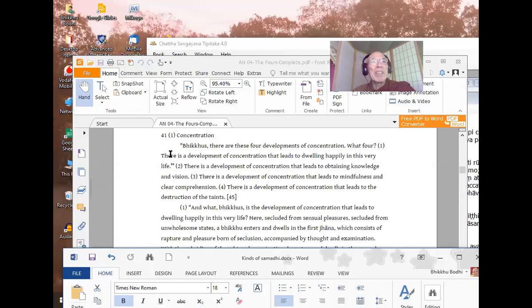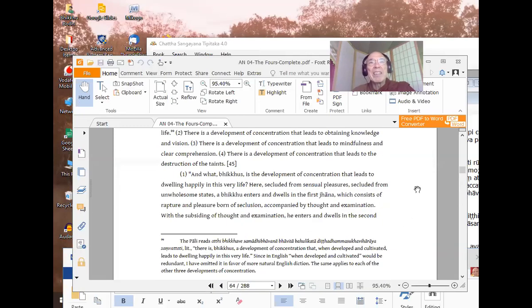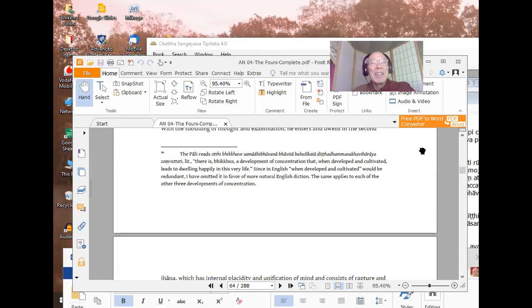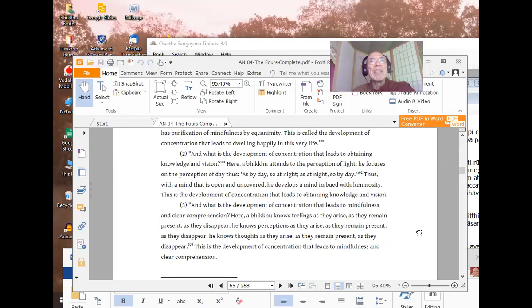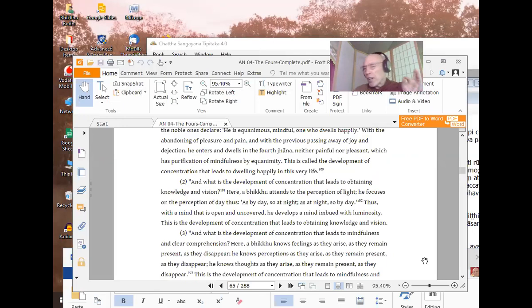Last week we took the first method, or the first type of concentration, which is called the concentration that leads to dwelling happily or pleasantly in this very life. And that is the Samadhi obtained with the achievement of the 4 jhanas. What is meant when it's said that this is a concentration that leads to dwelling happily in this very life? I think this can be referring to the practice or the achievement of the jhanas attained maybe by 2 or 3 types of people.